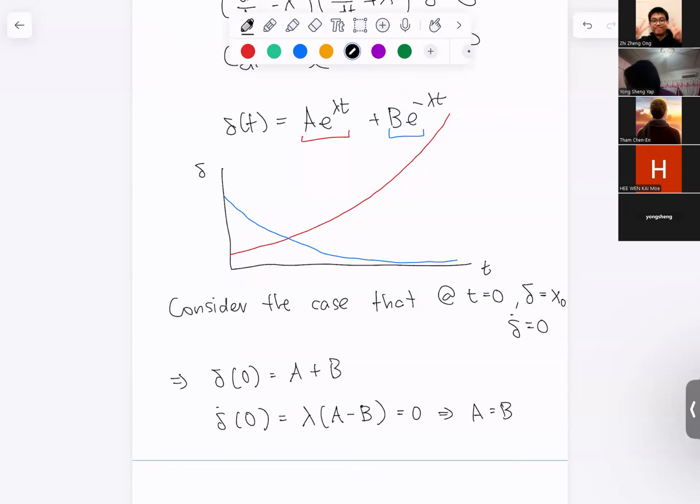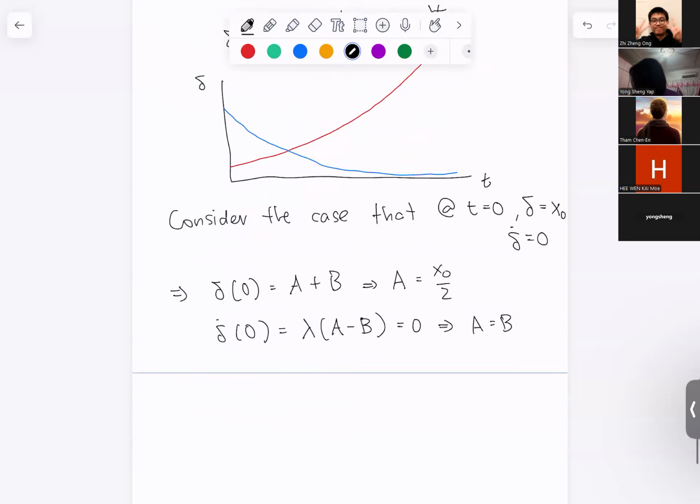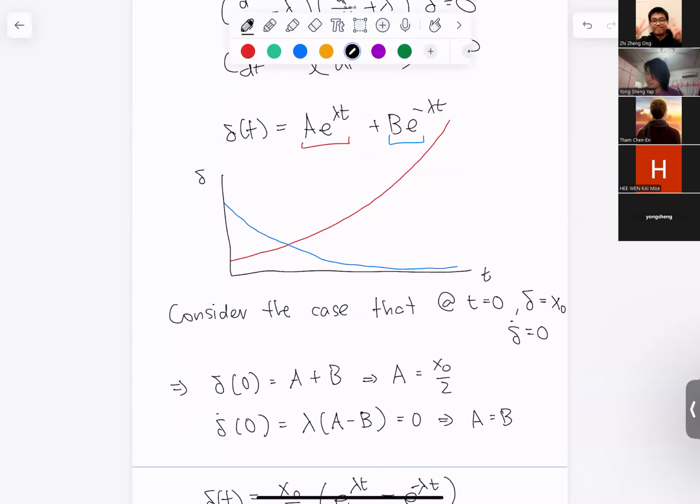Is that correct? T minus lambda. Yes. And basically this tells you that a must be equal to x naught divided by 2. So basically what you get is delta t must be equal to x naught divided by 2 times e to the lambda t minus e to the negative lambda t. There's always going to be a part that's going to go exponentially far away from delta.